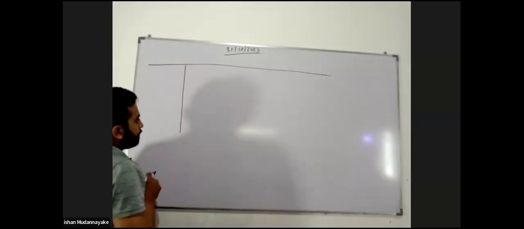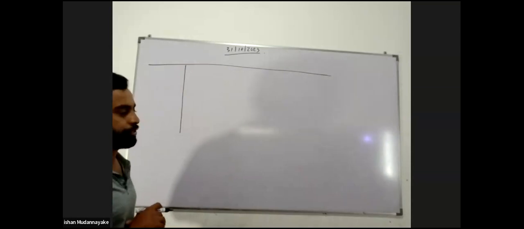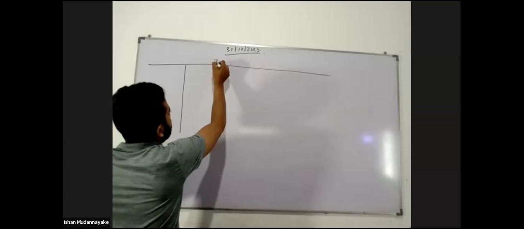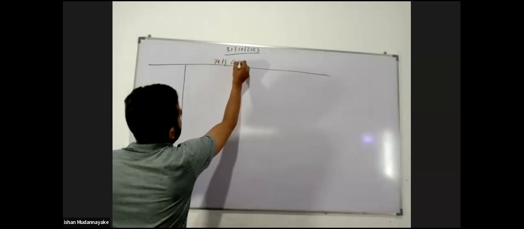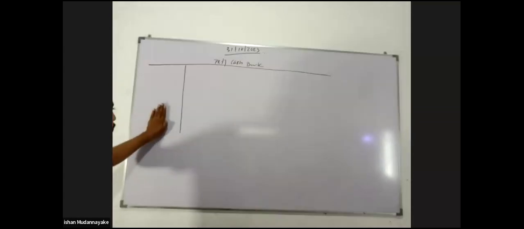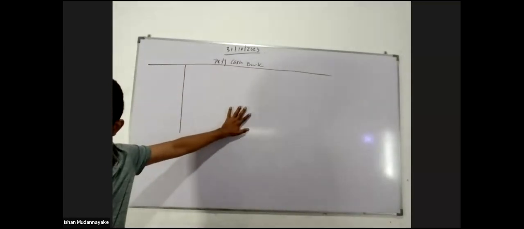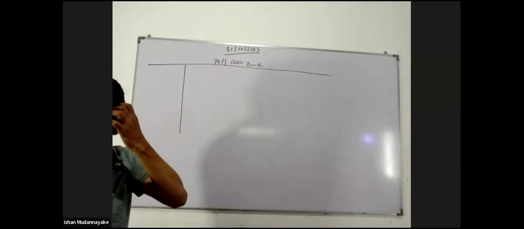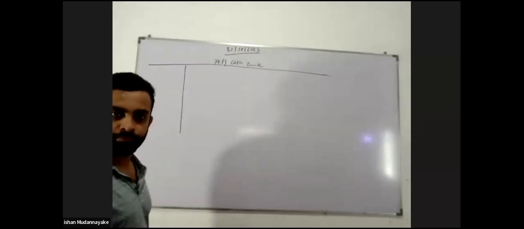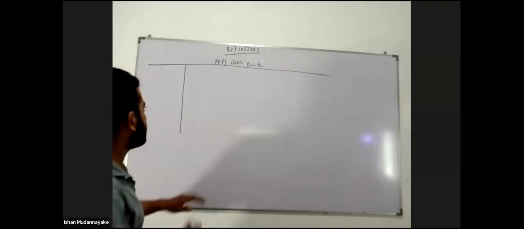Right. This is the basic structure of the petty cash book. It is a T account with a debit side and a credit side.